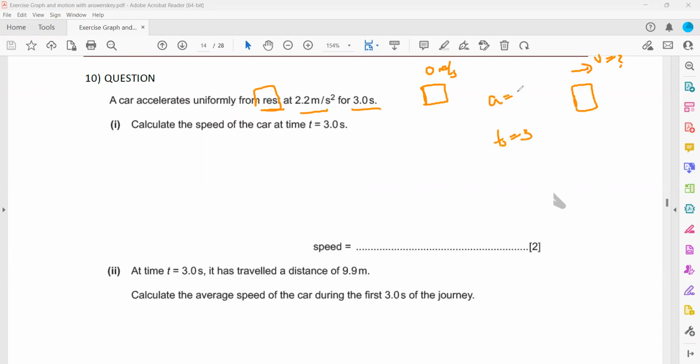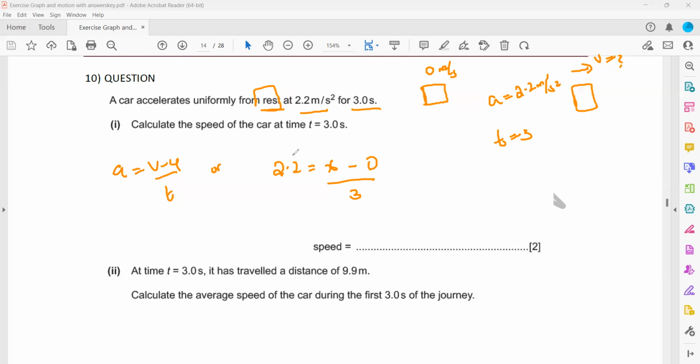It was changing the speed every second, by 2.2. So we can use a formula for acceleration. In a physics exam, it's important that you write a formula first, because 1 mark is for writing a formula or showing a substitution in the formula. Like you can write acceleration is v minus u over t, or you can directly show a substitution: acceleration is 2.2, final speed we don't know, x is there, initial speed is 0, and the time interval is 3. If you show a substitution in the formula or write a formula, that is 1 mark. And the 1 mark is for the final answer.